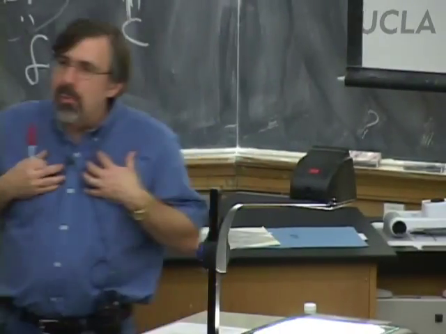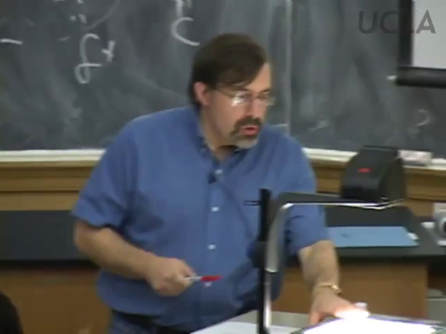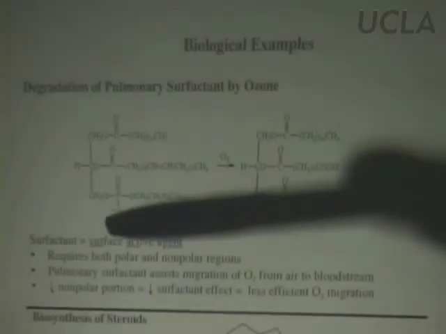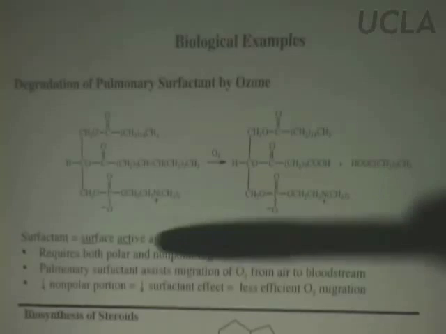So let's talk about it in a different way, something we would all relate to, and that's carbon-carbon double bonds in the lungs. There's a group of molecules in the lungs called pulmonary surfactant. And surfactant is a shortened term for surface active agent. And what these group of molecules do is they reduce the surface tension in the mucus in your lungs and make it easier for oxygen to move from the air into the bloodstream.